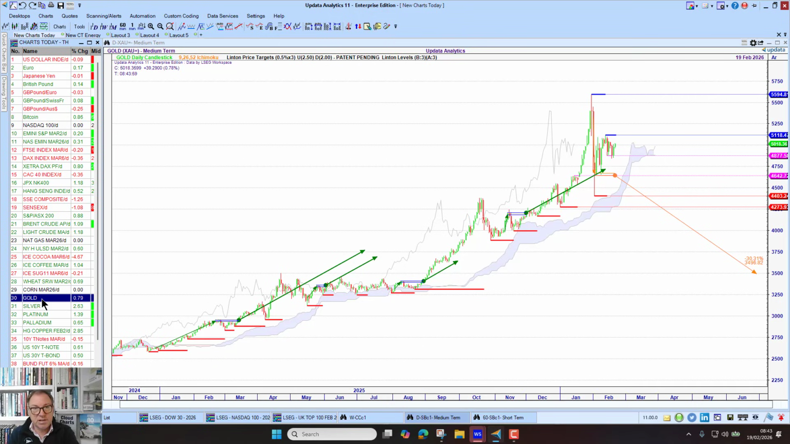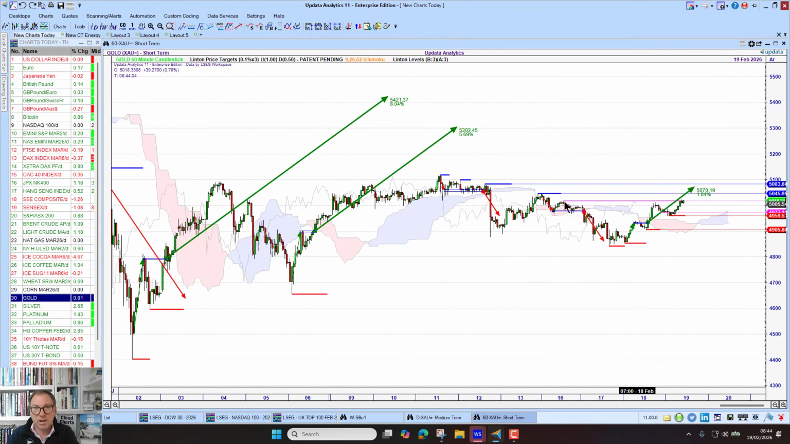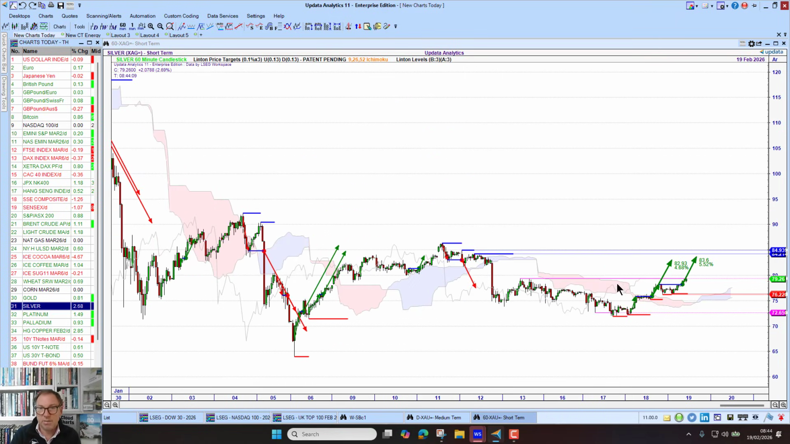Gold. This is a really interesting one. You have to look at the 60-minute chart to work out what's going on. 5,100 is the level. We're back above 5,000 this morning, so that's quite good. And silver had a better day yesterday. Mini upside targets. If you're trading these things, you want to be looking at the 1-minute targets. That's going to be quite key.